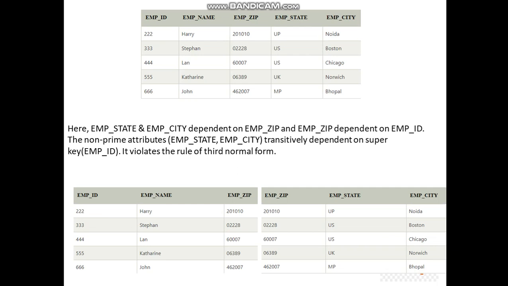So that means city and state are dependent on zip, and zip is dependent on employee ID, correct? So it is A tends to B and B tends to C, correct? So that means it is the transitivity, correct? So that means it is not in third normal form.